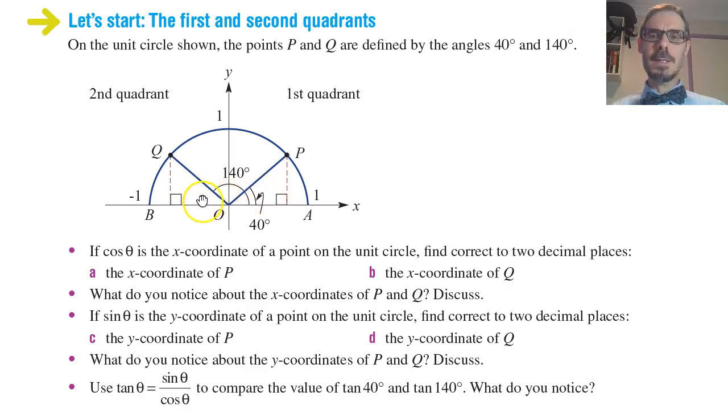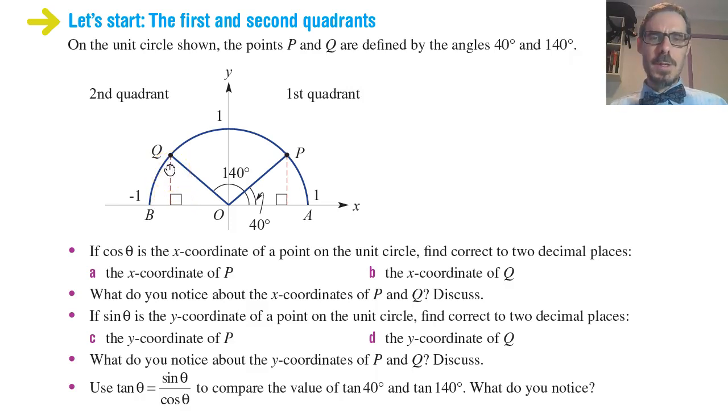If this is 40 and this is 40, what can you tell me about, let's go the easy one first, the y coordinates of P and Q? Won't they be the same? But the y coordinate is sine theta. So sine of 40 and sine of 140 are the same.